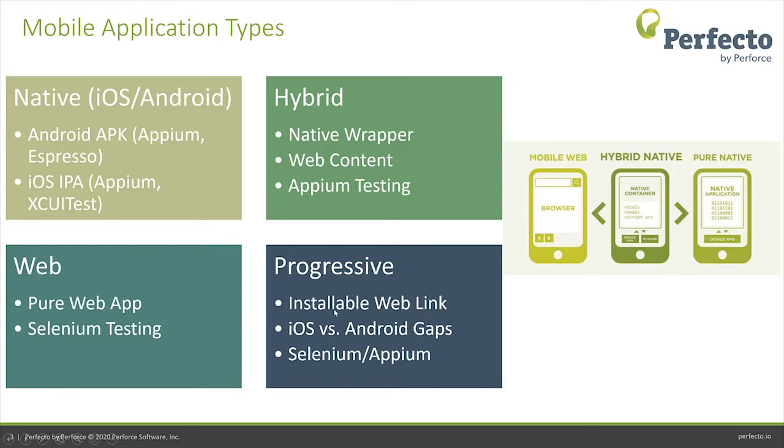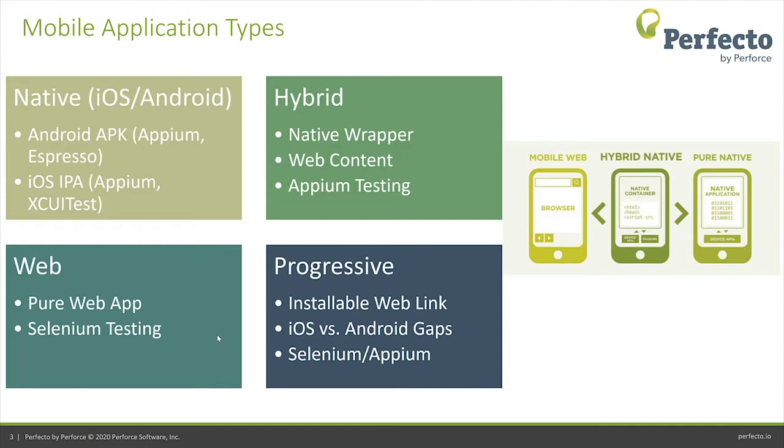The fourth one, which is emerging, is Progressive, or PWA. A Progressive app is kind of an installable web link that is specific to iOS and Android. You can think about Instagram.com or Twitter.com. These are all progressive web applications that when you access them through the Android device or the iOS device, you can create a shortcut to these websites, and then you actually generate an installable application on the device itself without really going through the App Store or the Google Play.